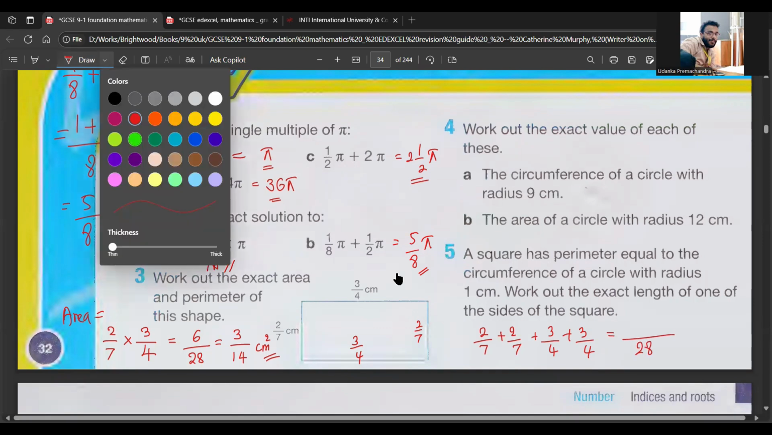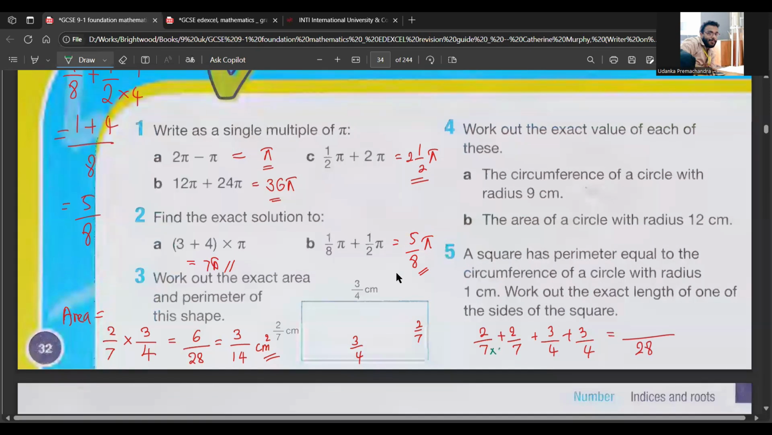When you're adding, you have to multiply this one by 4, this one by 4, this one by 7, this one by 7. So here 7, here 7, here should be 4, here should be 4. 4 into 2, 8. Here again 8. 3 into 7, 21. Here 21. Now add and get the answer.